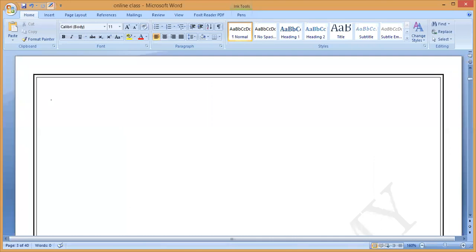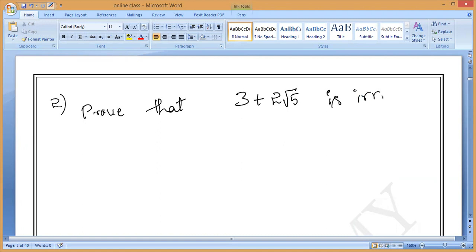Read the second question. Speak out. What is given? Prove that 3 plus 2 root 5 is irrational.